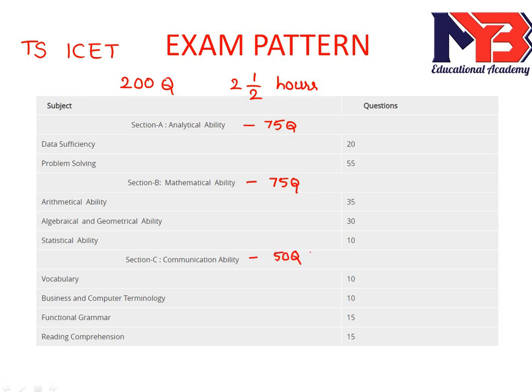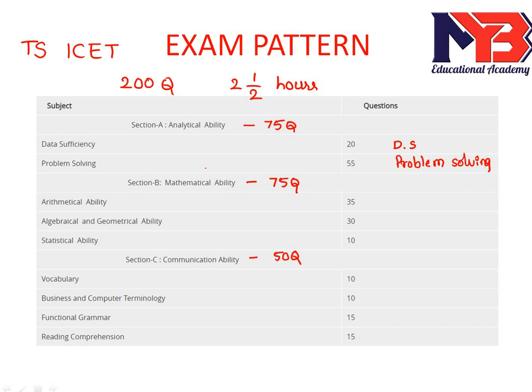The broad split of the Analytical Ability questions is, out of 75 questions, 20 questions come from data sufficiency, and the remaining 55 questions come from problem solving. Problem solving includes all the reasoning topics like odd man out, analogy, coding and decoding and all. I'll discuss the model of the questions one by one.